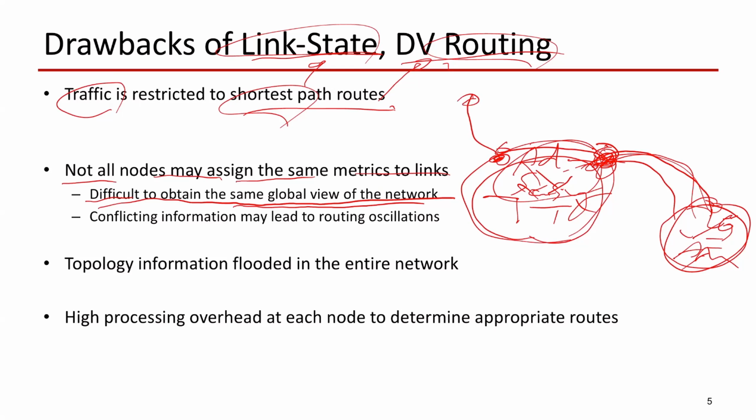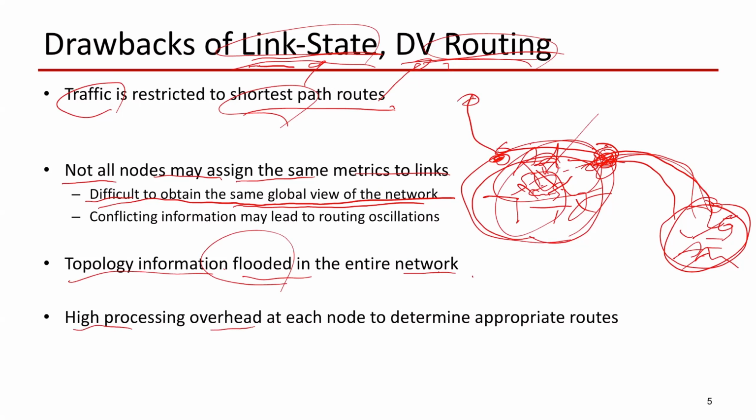So topology information is flooded the entire network. So by using link state and distance vector, my configuration information is flooded all over the network. They don't want that to happen. They don't even want to expose it, and they don't want their information flooded all over the places.